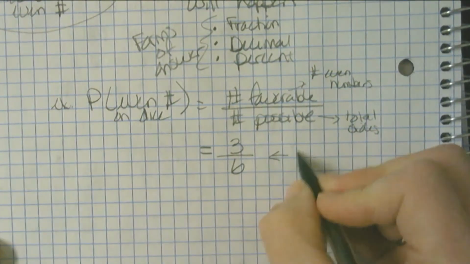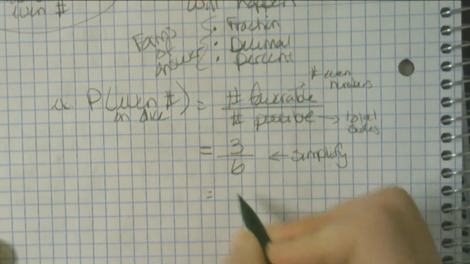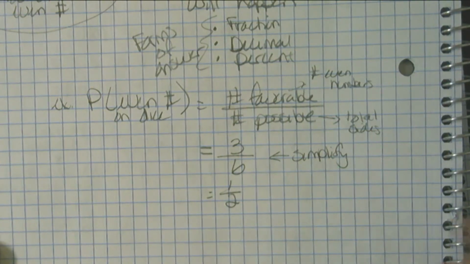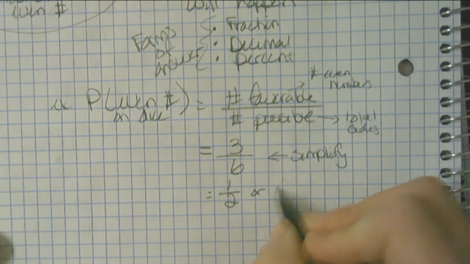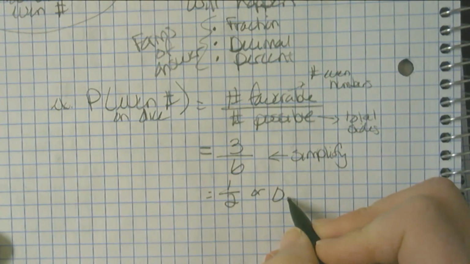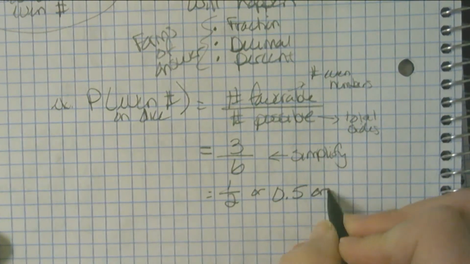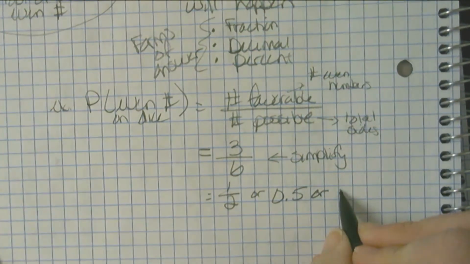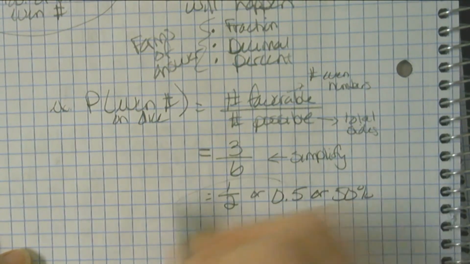I want to simplify that. So my probability is 1/2. What does that look like as a decimal? Peter? Yep, 0.5 or 0.50. What does that look like as a percentage? Chris? 50%.